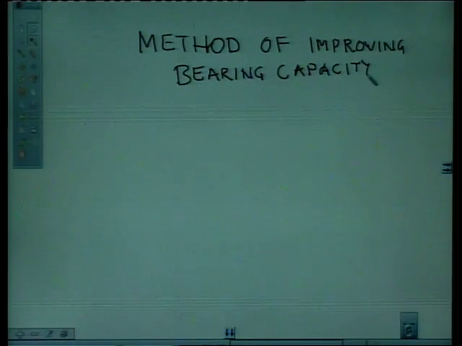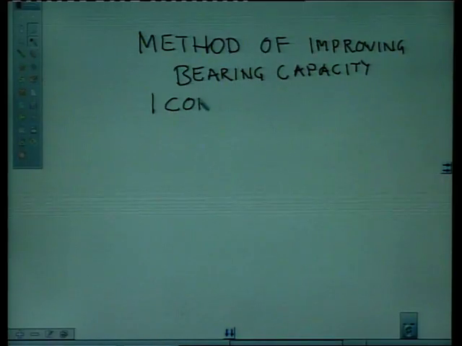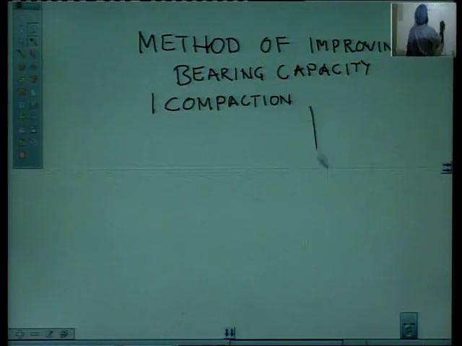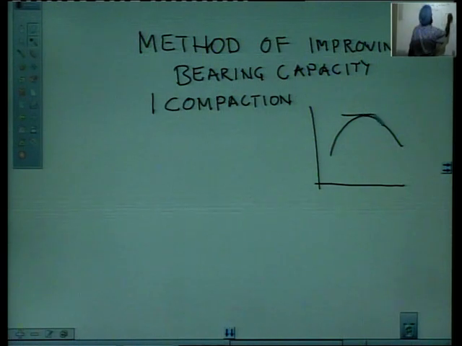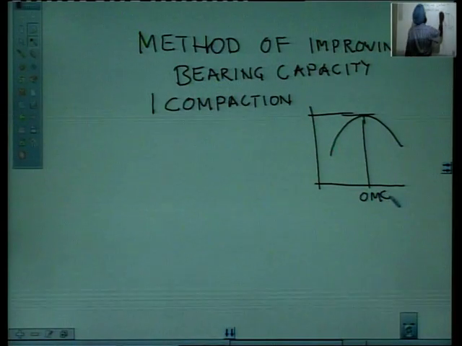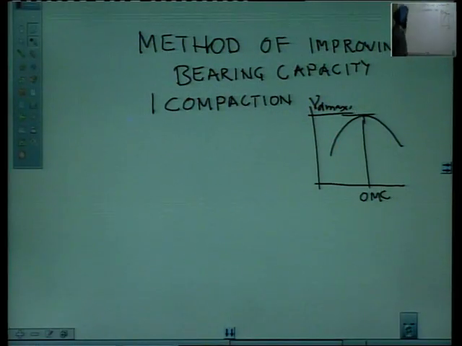Methods of improving bearing capacity, first is compaction. As you know, the soil has maximum dry density at OMC, optimum moisture content, where gamma D is maximum. So, this principle is applied here. By compacting the soil, we can improve our bearing capacity.